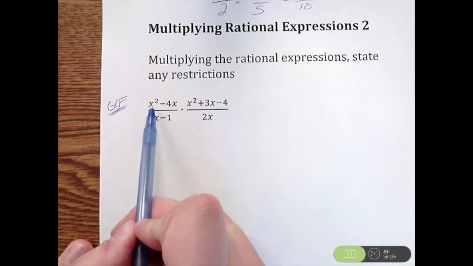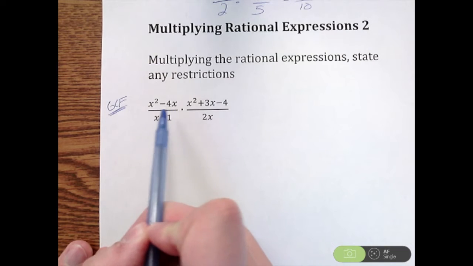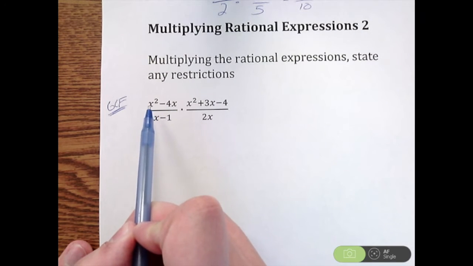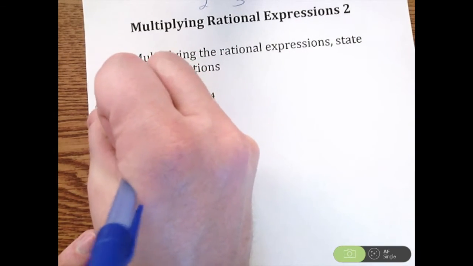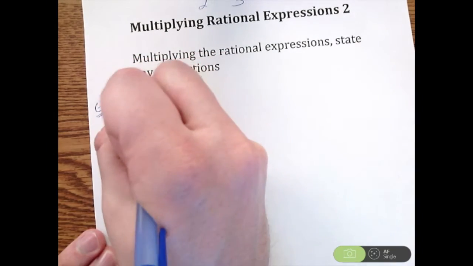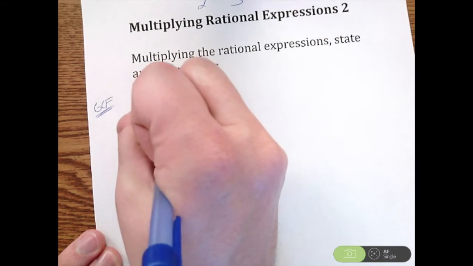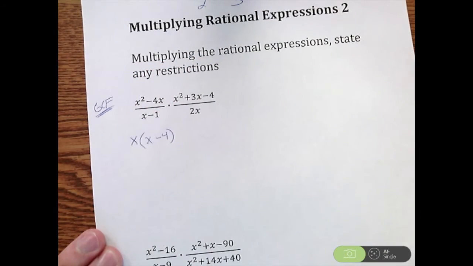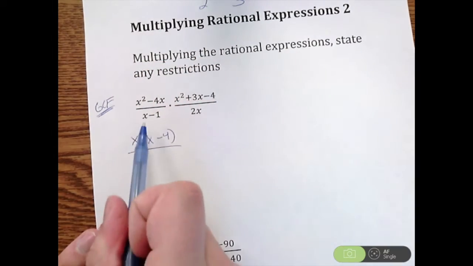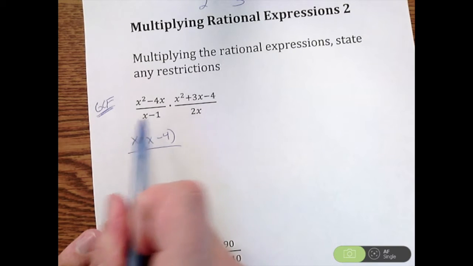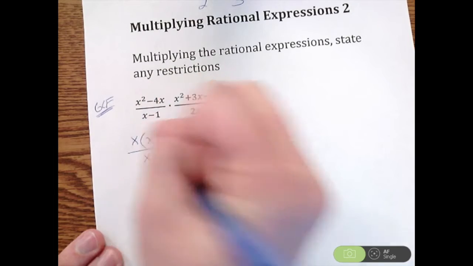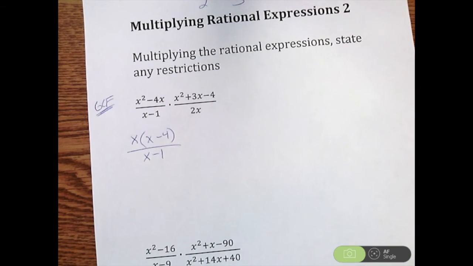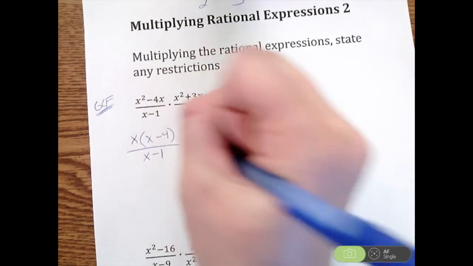So if I have x squared minus 4x, and I'm looking for a GCF there, they both have an x in common, so I can pull an x out of both. That would leave x minus 4 left behind. If I look in the denominator, x minus 1, there's nothing that can be done, so I'm going to leave that as x minus 1. Still my multiplication there.